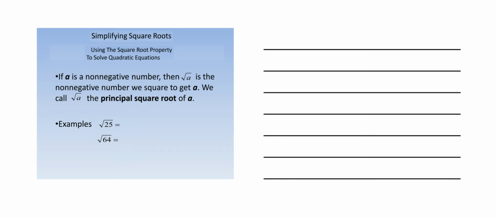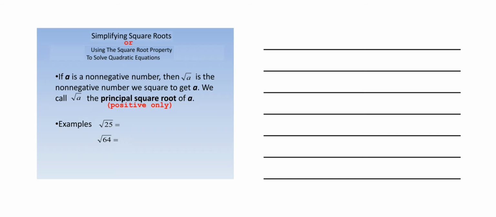Simplifying square roots, or using the square root property to solve quadratic equations. Either way, it would work similarly. So if a is a non-negative number, then the square root of a is the non-negative number we square to get a. We call the square root of a the principal square root of a.